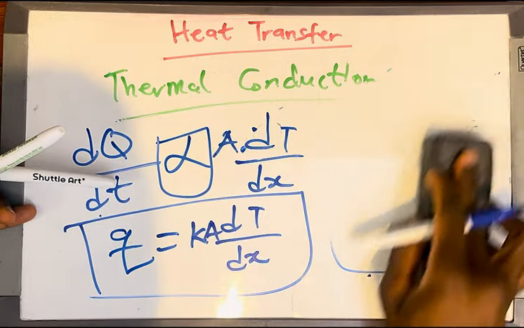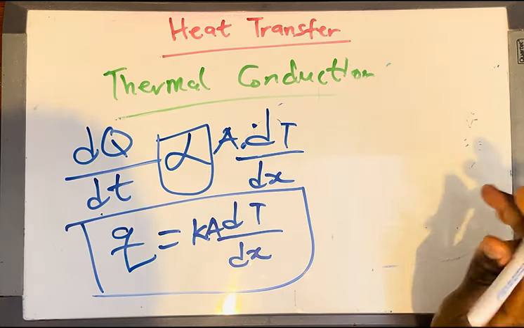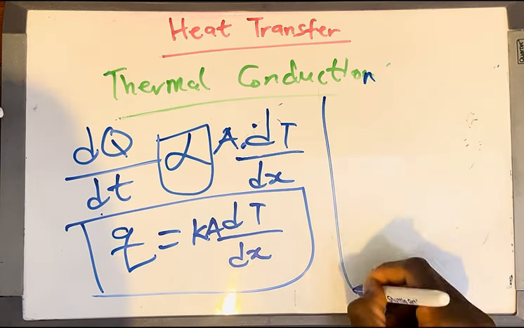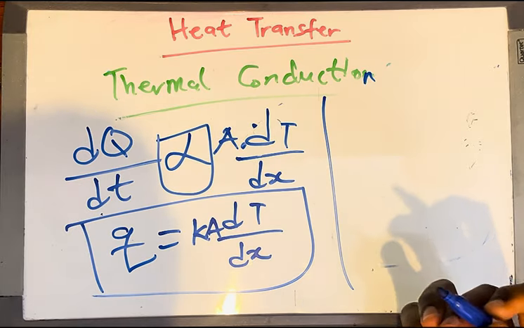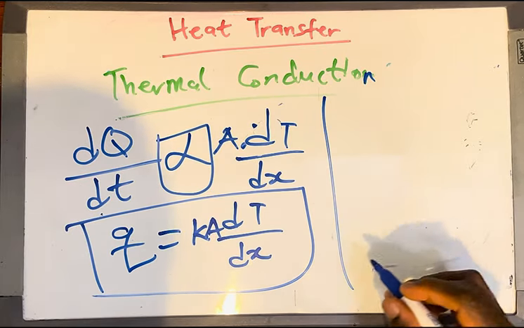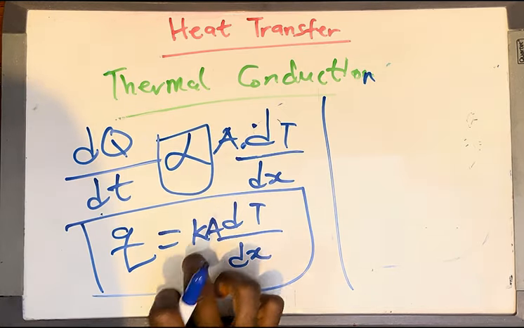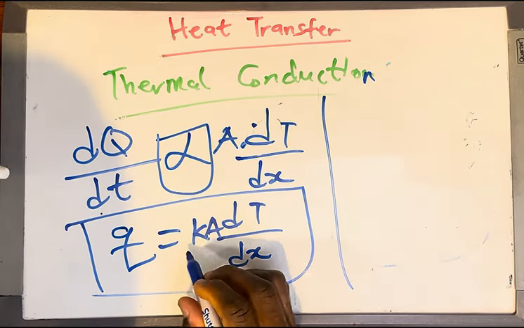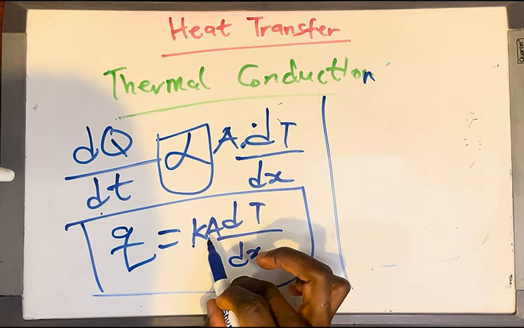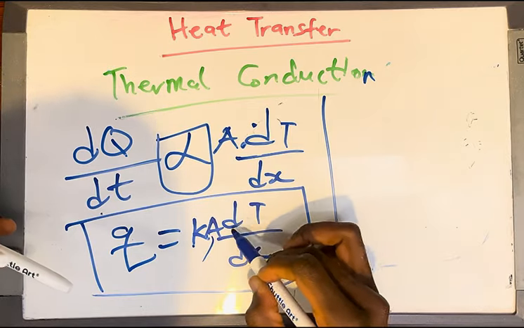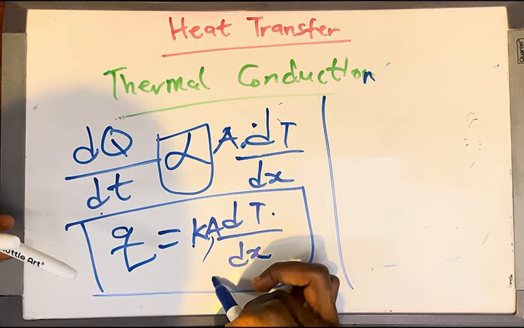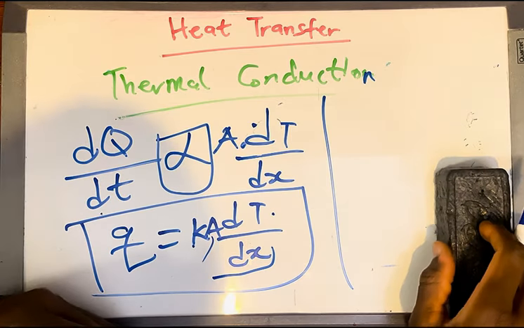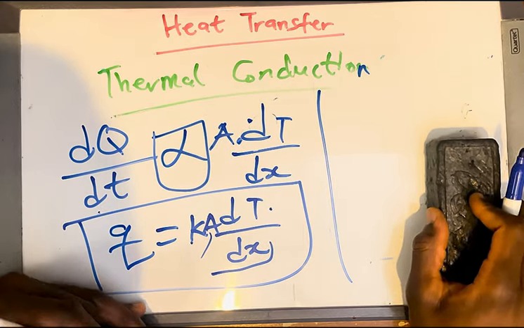So take good note of the equation, and it's not about memorizing. Just know how we came by this equation so that always when you're doing the calculation, you will understand whatever you are doing. Q is equal to kA dT over dx, where k here is the thermal conductivity, A is the cross-sectional area, dT is the change in temperature, and dx is the length of the material that you are working with.